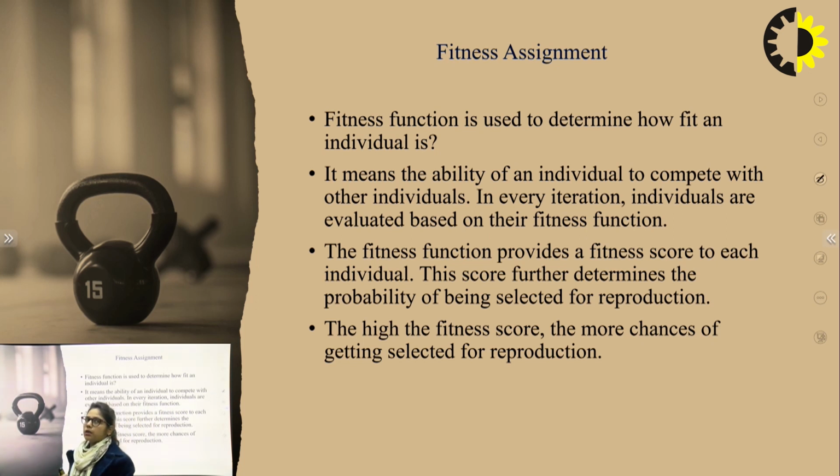Next is fitness assignment. Fitness function is used to determine how fit an individual is. It means the ability of an individual to compete with other individuals. In every iteration, the individuals are evaluated based on their fitness function. The fitness function provides a fitness score to an individual. This score further determines the probability of being selected for reproduction. The higher the fitness score, the more the chances of getting selected for reproduction.